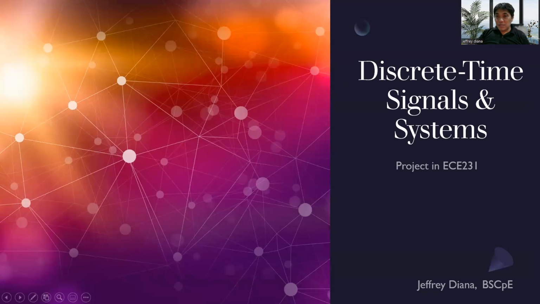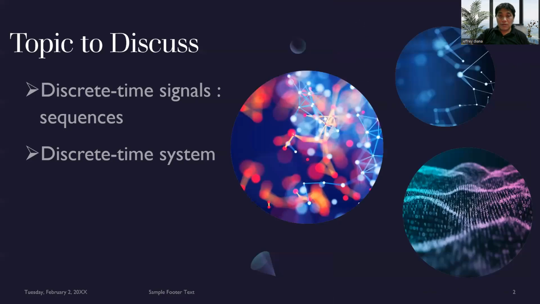This is discrete time signal and system in ECE 231. I'm Jeffrey Diana, Bachelor of Science in Computer Engineering. This is my chosen topic regarding this project. Topics to discuss: first, the discrete time signals, sequences. And number two is discrete time system.